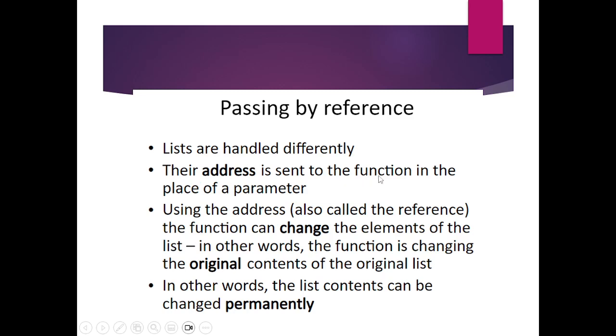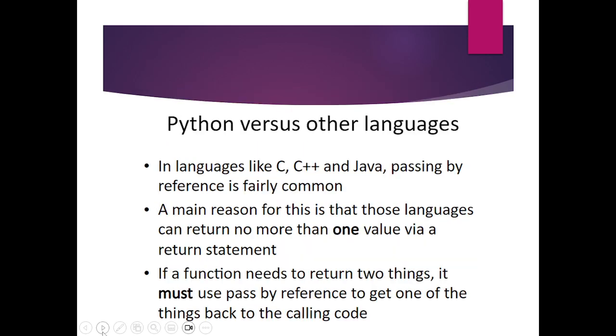Their address is sent to the function in place of the parameter. So when we pass by reference, their address is being sent. Using the address, also called the reference, the function can change the elements of the list. In other words, the function is changing the original contents of the original list. So when we pass it by reference, it will update the original list. In other words, the list contents can be changed permanently.